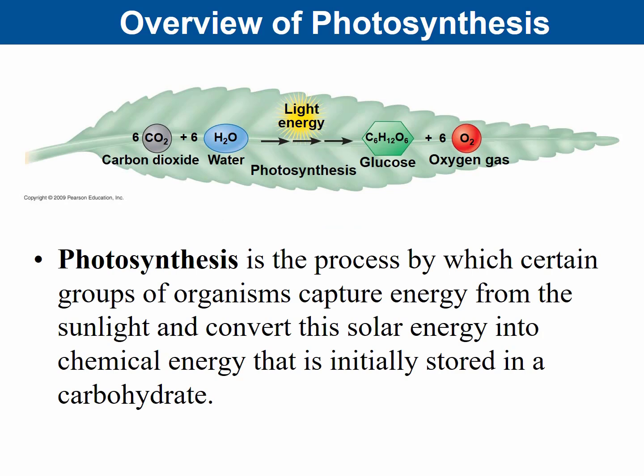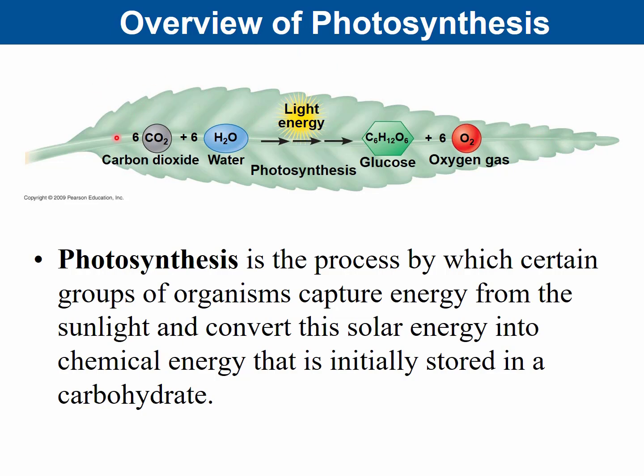So we're going to start and talk about photosynthesis. So photosynthesis is a process by which certain groups of organisms capture energy from sunlight and convert that solar energy into chemical energy that's initially stored as a carbohydrate. And so if you think about photosynthesis, remember that photosynthesis is like the reverse of cellular respiration, right? Cellular respiration took glucose and oxygen, and it broke down the glucose into the carbon dioxide and the water. And notice photosynthesis is the same, except the reaction goes in the other direction.